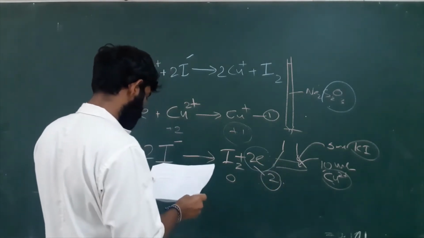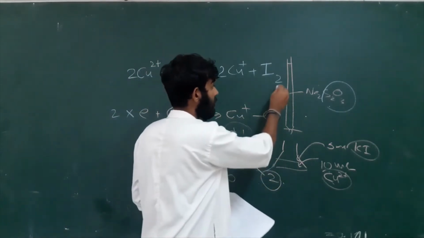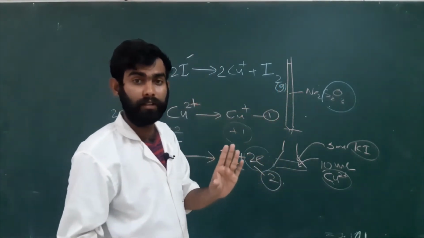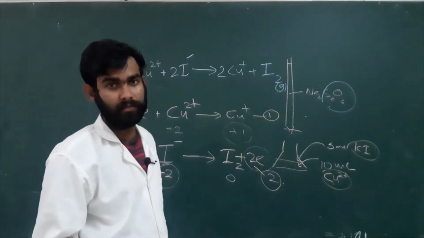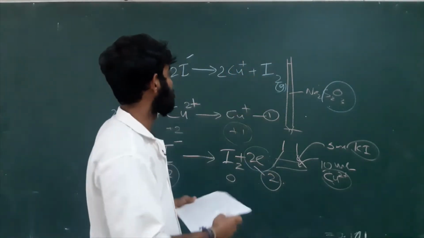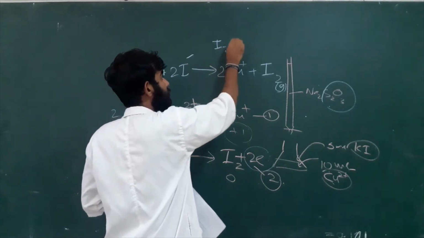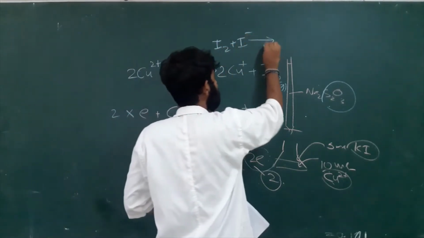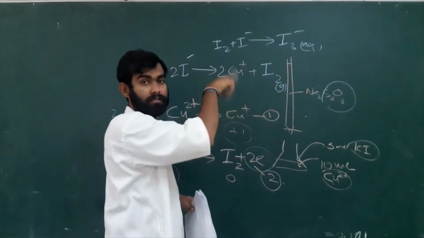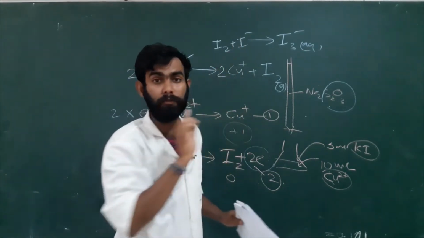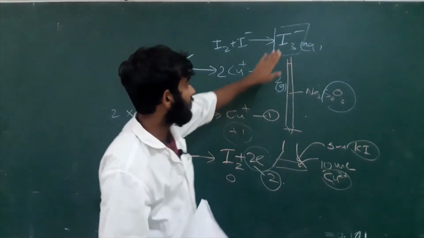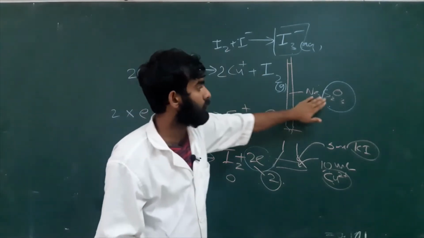Now, you know this I2 is a gas and it will evaporate. Here we are using an excess amount of potassium iodide. When we use an excess amount of potassium iodide, the liberated I2 will be trapped by the excess I minus and converted into aqueous I3 minus. So we trap the liberated iodine by using an excess amount of I minus. Now this I3 minus in the solution, that means this I2, we will titrate with sodium thiosulfate.